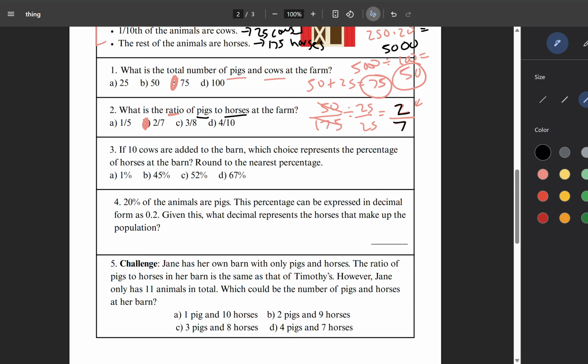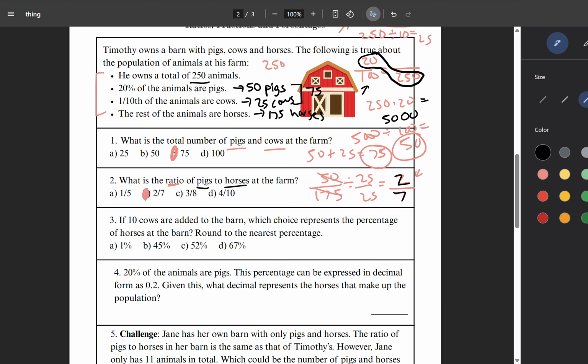Next, if 10 cows are added to the barn, which choice represents the percentage of horses at the barn? Round to the nearest percentage. So, we are adding 10 cows to the barn. We had 250 animals at first. We're adding 10. So now we have 260. We don't have a change in the number of horses, so we still have 175 horses. Now it's 175 over 260, not 250, because we added more animals.